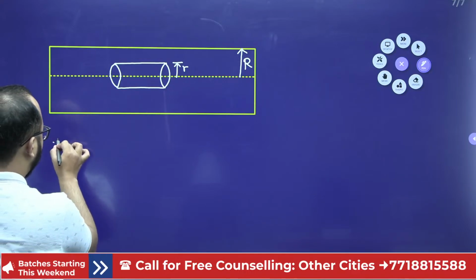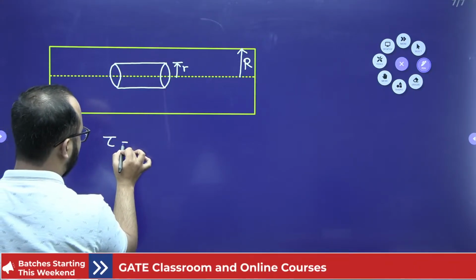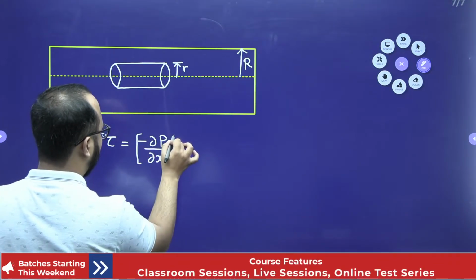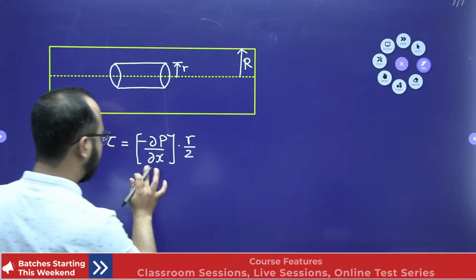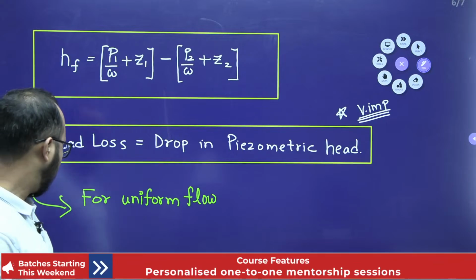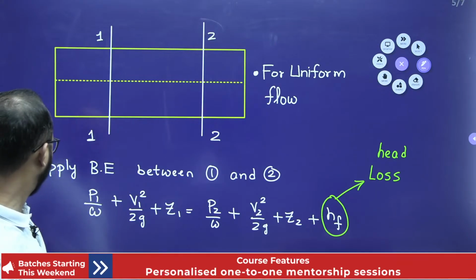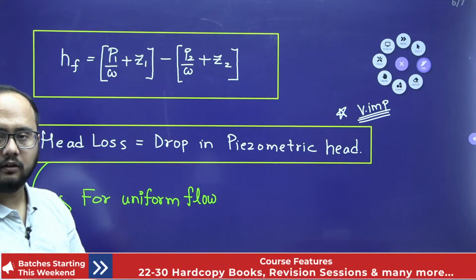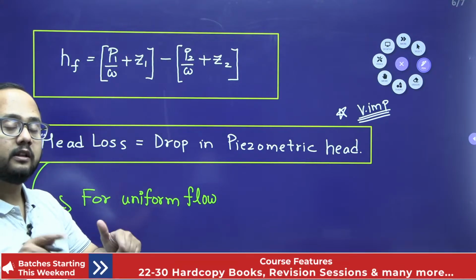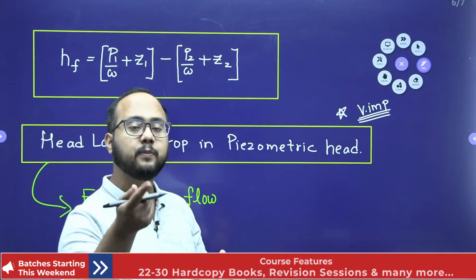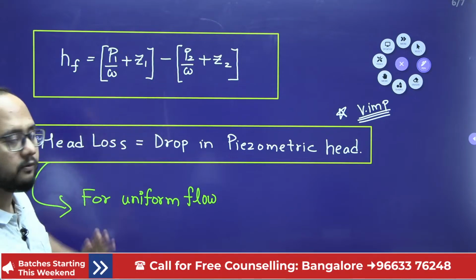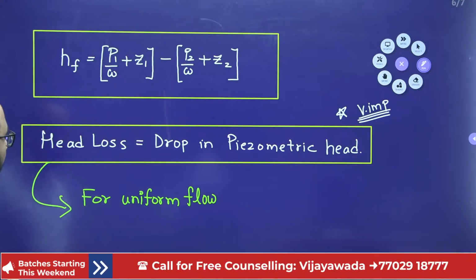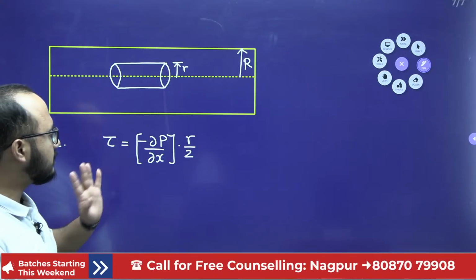Now, the first relation that we have derived just now is the shear stress value, tau equals minus dou P by dou X into small r by 2. In this relation, HF equals the drop in piezometric heads. In a horizontal pipe, as I already told you, the piezometric head converts into pressure head. So directly you can write P1 minus P2 divided by specific weight. You don't need to write Z1, Z2, because just the pressure head will be there in the case of horizontal pipes, right? So, this is the shear stress value.